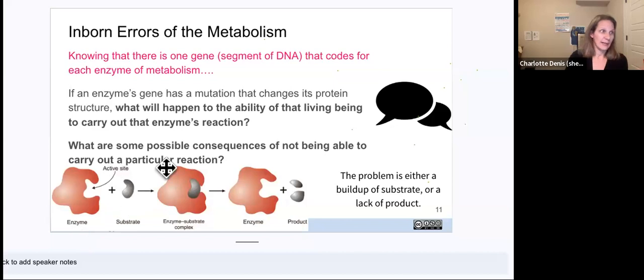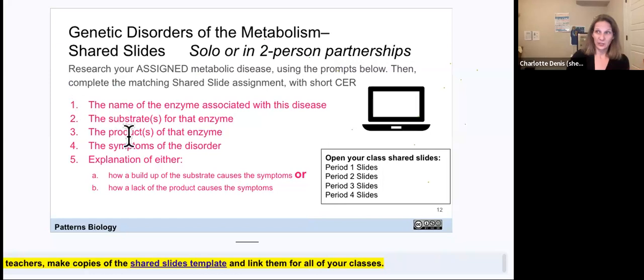So we remind them about enzymes. We ask them to find a certain number of pieces of information about the condition that they've been assigned. There is a shared slides template that you as teachers can make for them because you don't want multiple classes working on the same stuff. Otherwise, kids are going to find out and not have to do the work on their own. So I make a copy of the class slides for each section and I put it over onto the right-hand side here. And then they have the opportunity to investigate.